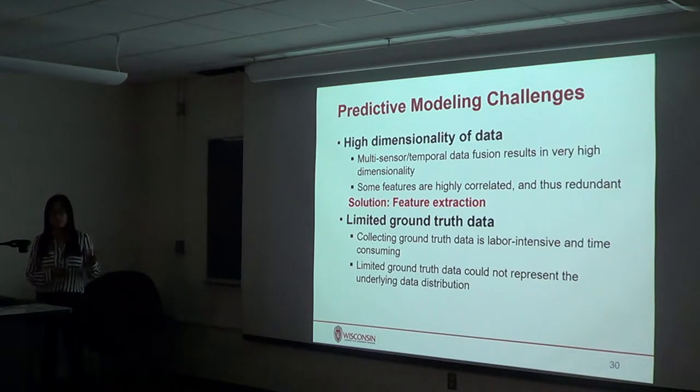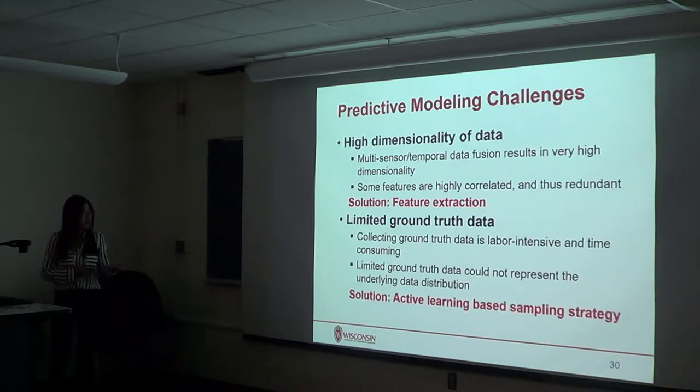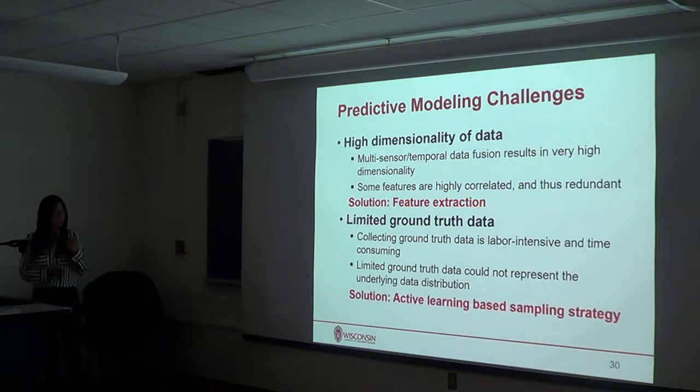Another common problem for any model development is that we always need ground truth data to develop a model. But ground truth data, especially in agriculture applications, is always limited. We need to send people out to collect such information. Such limited data may not properly represent the data distribution and can degrade the model performance. So I proposed several active learning-based sampling strategies to make full use of the limited training data.